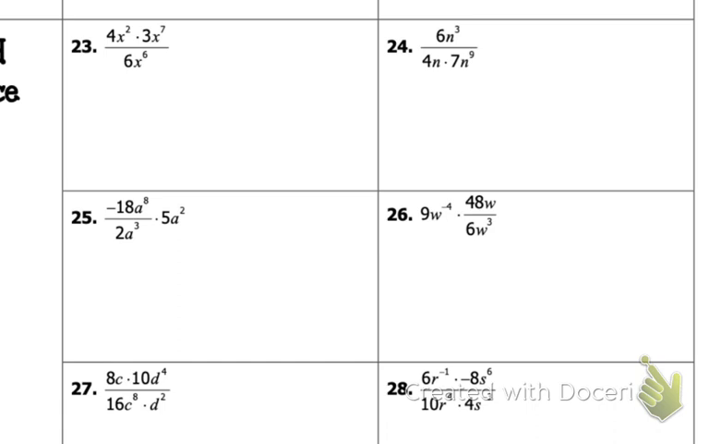PEMDAS says we do parentheses first. Well, in a division, your parentheses are on the top and bottom. You must simplify the top and simplify the bottom before you actually do the division.